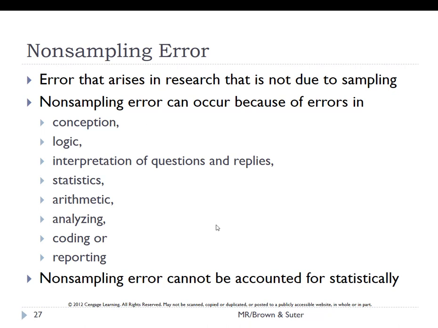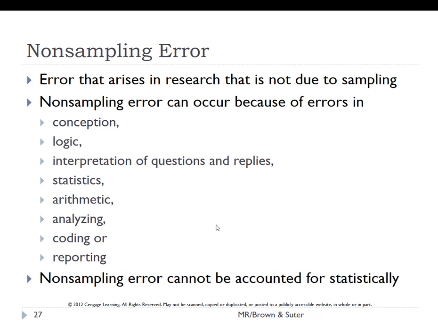Non-sampling errors are things that arise from the research itself. Things like, where do we get this idea, the logic that we're using to pull the information, the questions, how we're interpreting the questions, how well we wrote the questions, and how the respondents interpret them and replied, the statistics that we're using, the statistical equations and techniques. Believe it or not, there can be arithmetic errors, analyzing errors, coding errors, and reporting errors. Those are all what we would call non-sampling errors.